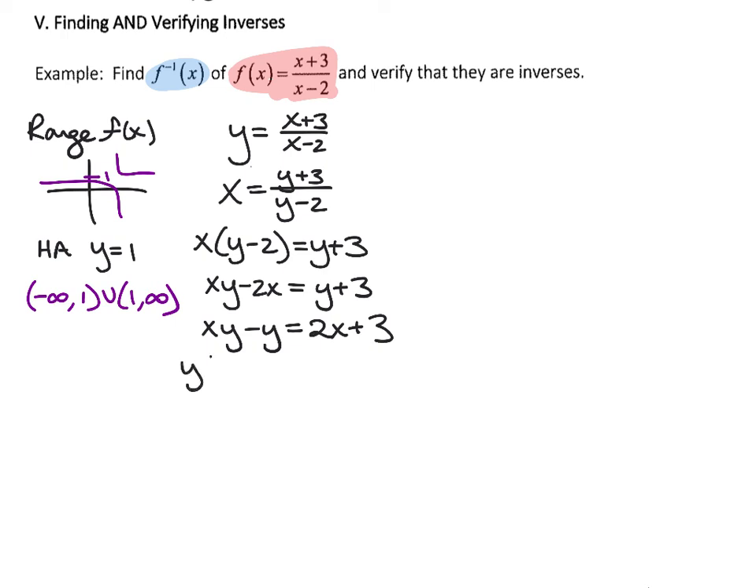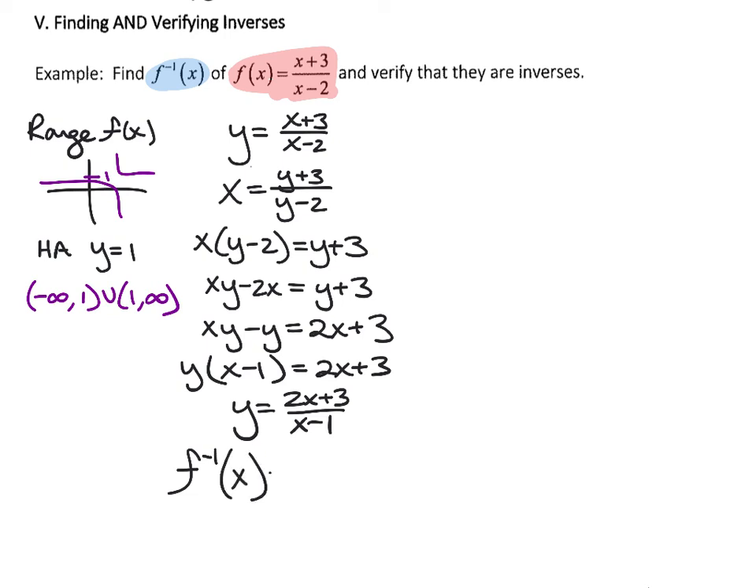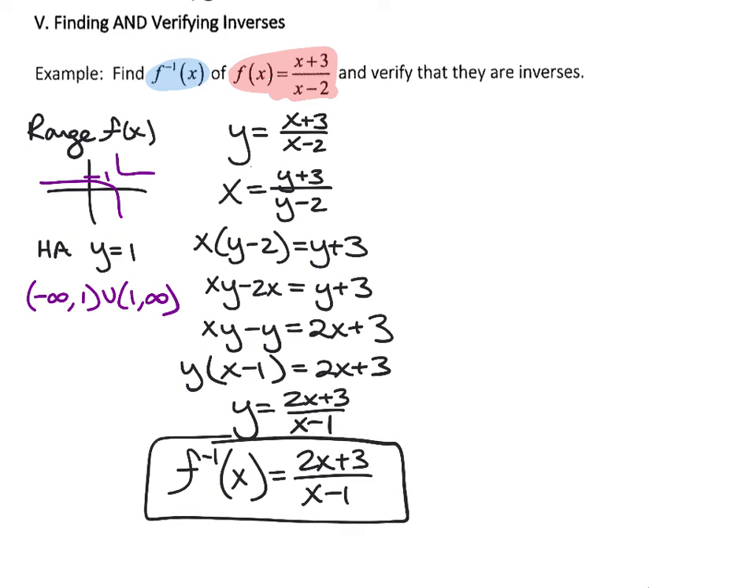I'm going to factor out the y and then divide by y minus 1 on both sides. Look at that crazy amount of algebra we just did. Love it. So the inverse of f is 2x plus 3 over x minus 1. And my domain, I already know, I don't have to do anything extra. It's from negative infinity to 1 and from 1 to infinity, because that's the range of f of x.